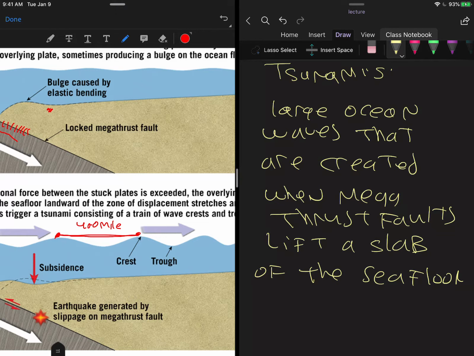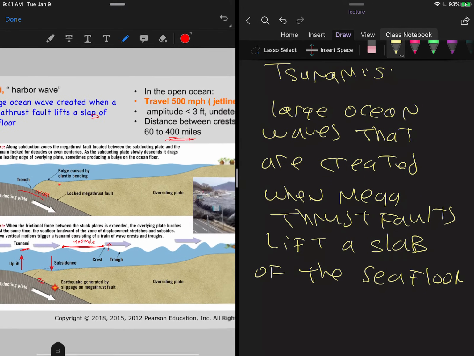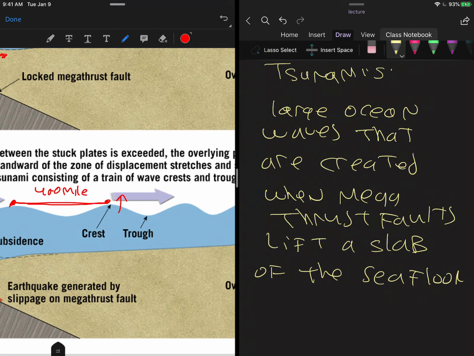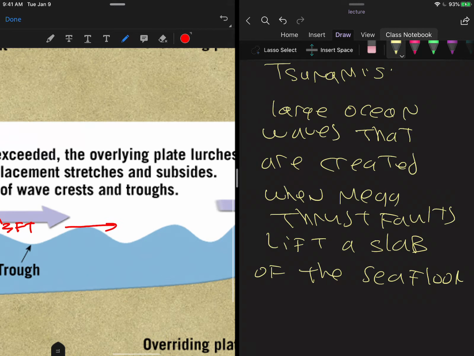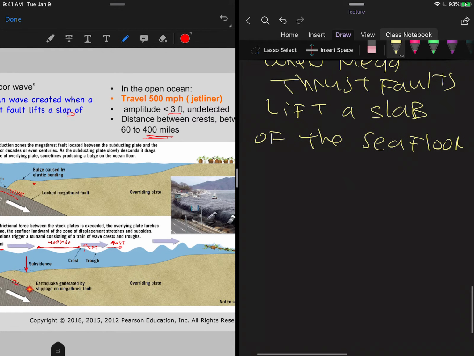And the other thing is that, well, there's two more things. The height of the wave is not that high at all. It can be less than 3 feet high above the normal height of the ocean, again making it hard to see. And the last part is that this wave can travel as fast as an airplane. So because of that, tsunamis in the middle of the ocean are hard to detect.